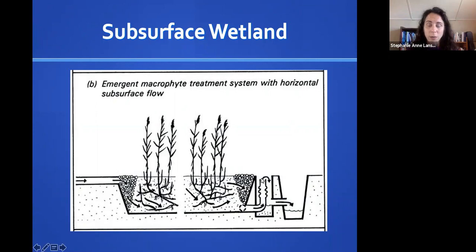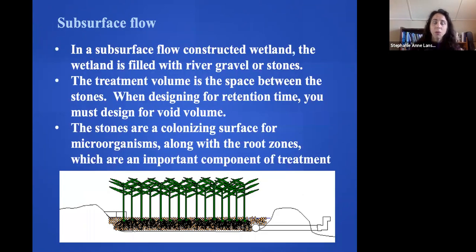And so here our height is controlled by the height of this pipe. So our pipe's going to be up here, and then it's going to come up and spill over. And that'll be the height of your water. So it's filled with, again, river stones or gravel. You don't want to use fine sand because you want actual void spaces. The treatment volume is where you want the water to be able to move through, and you want a lot of water to be there. So the treatment volume is actually the space between the stones.